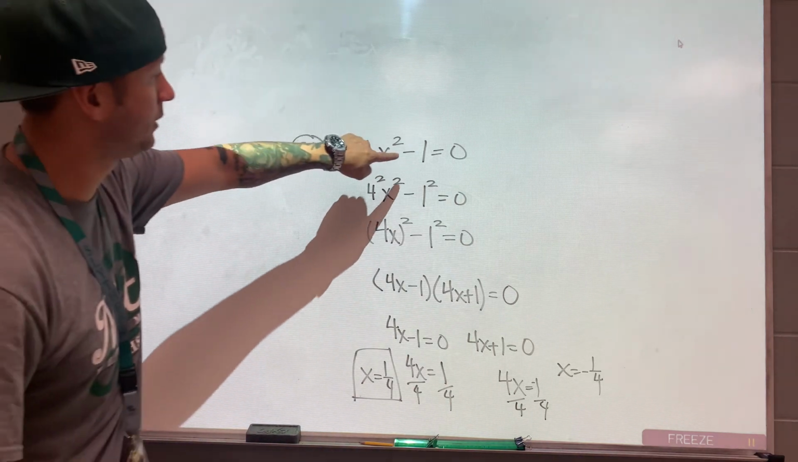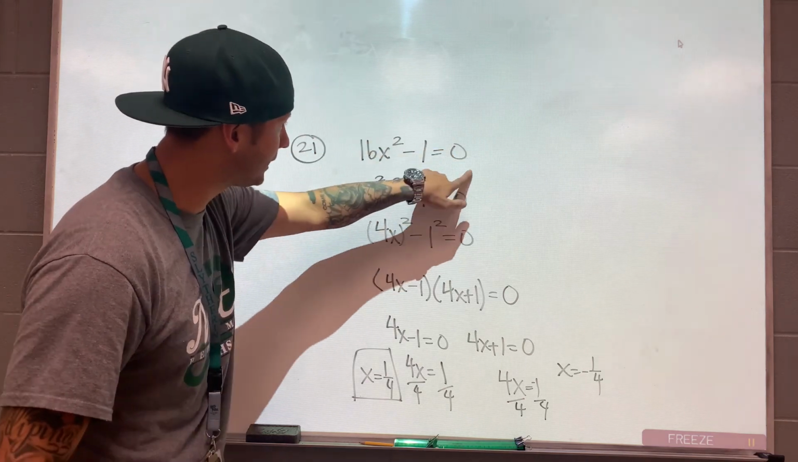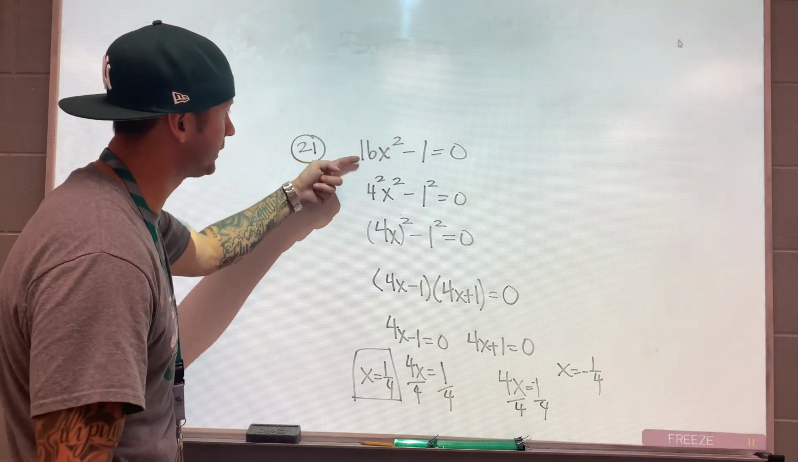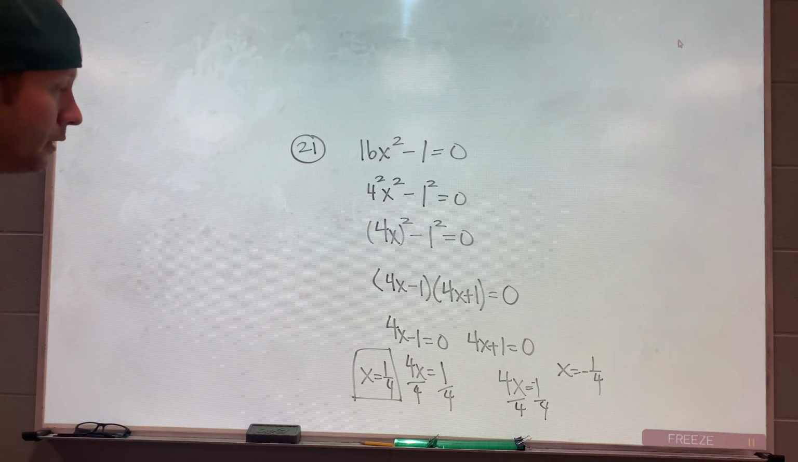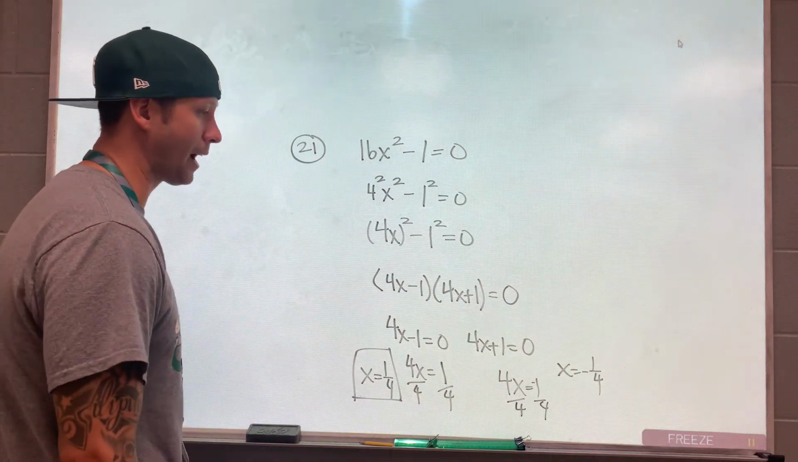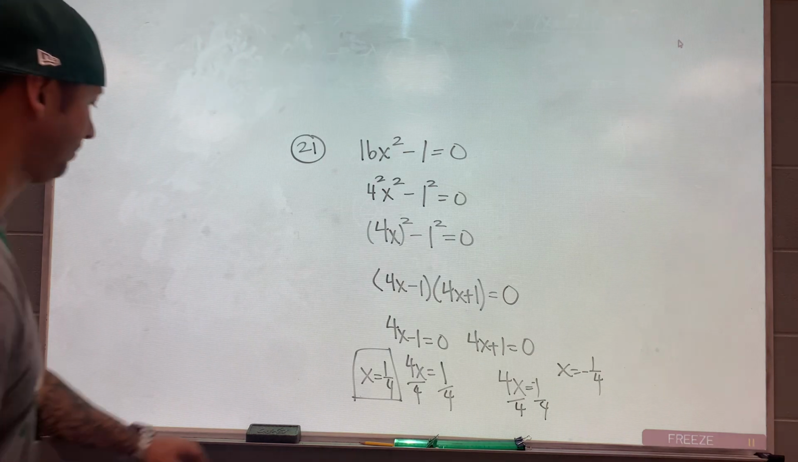Right, what I was saying was, if we wanted to, we could add 1, divide by 16, take a square root. Square root of 1 is 1, square root of 16 is 4. So x is equal to plus or minus 1/4. That way it's way more efficient. But since we were talking about factoring, let's just do it this way.